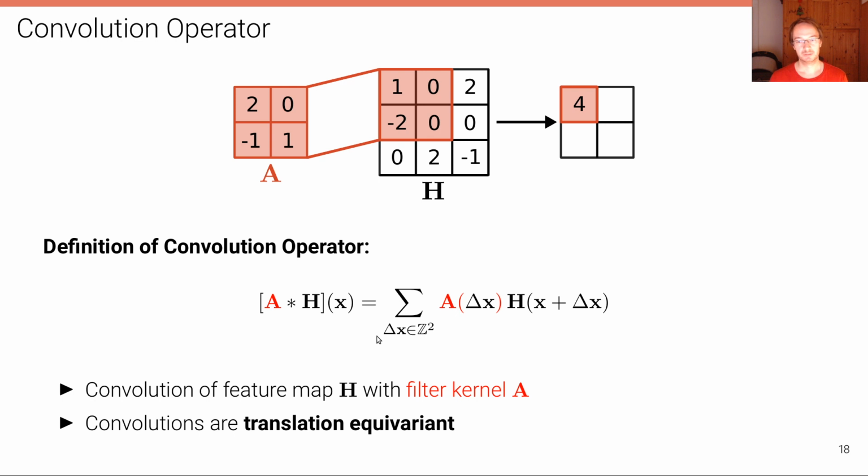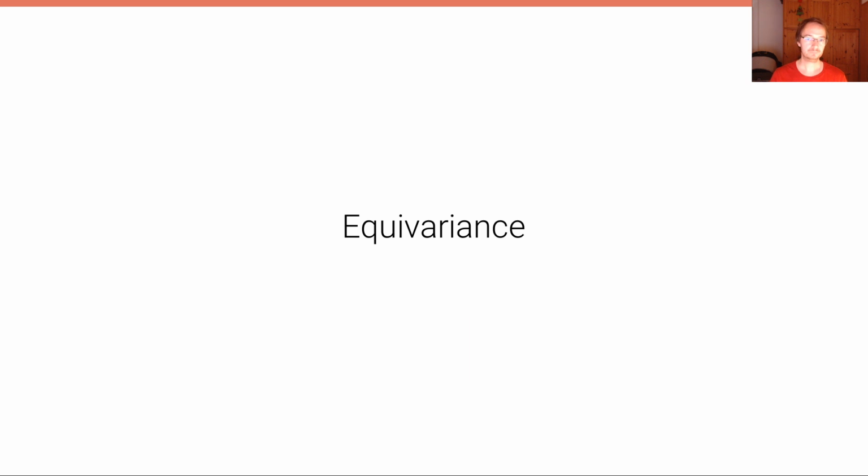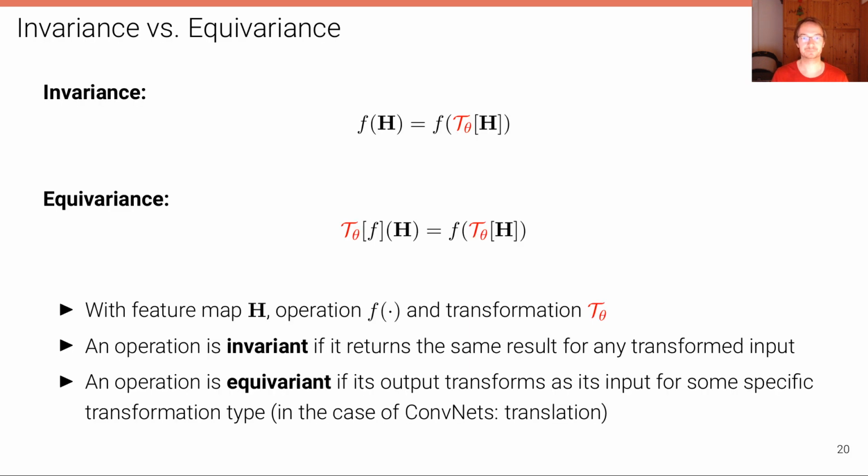Now, one important thing about these convolutions as they appear in deep neural networks or convolutional neural networks is that they are translation equivariant, which introduces a particular bias, an inductive bias, into convolutional network architectures. That's actually quite important for making them work. Now, let's first have a look at what equivariance is and why these convolutional operators are equivariant. So this is about equivariance.